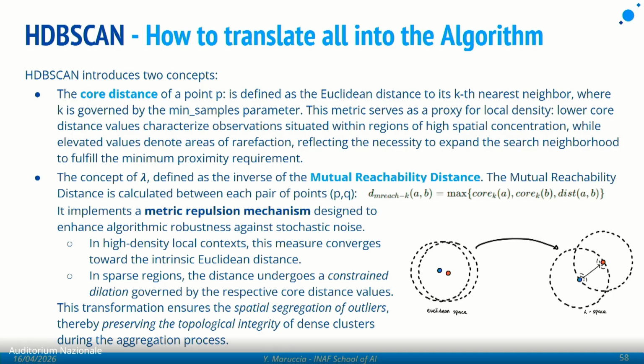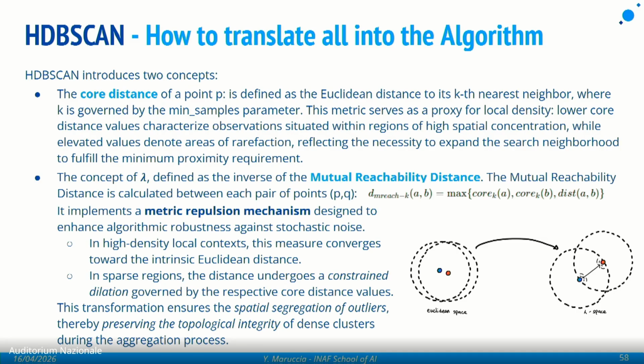But we have to understand that this mutual reachability distance helps us to work as a metric repulsion mechanism, because it is defined in order to work as the Euclidean distance when the 2 points are near, because we are in a high density local context. But when we are in sparse regions, the distance undergoes a constraint deletion of this point, okay?